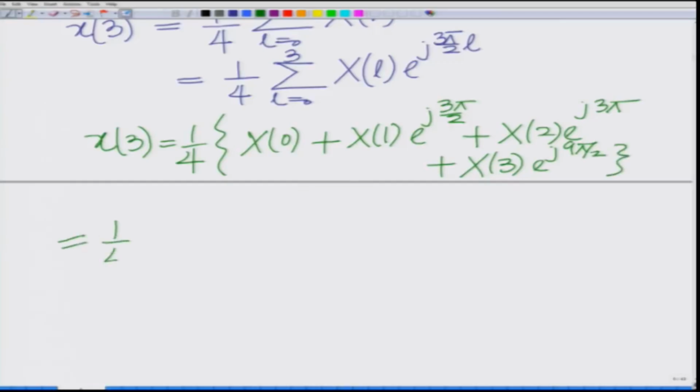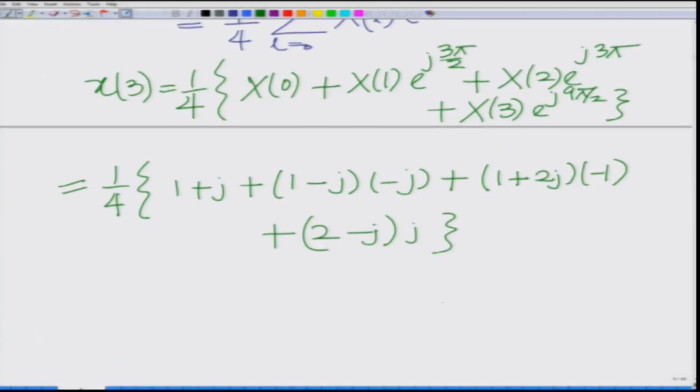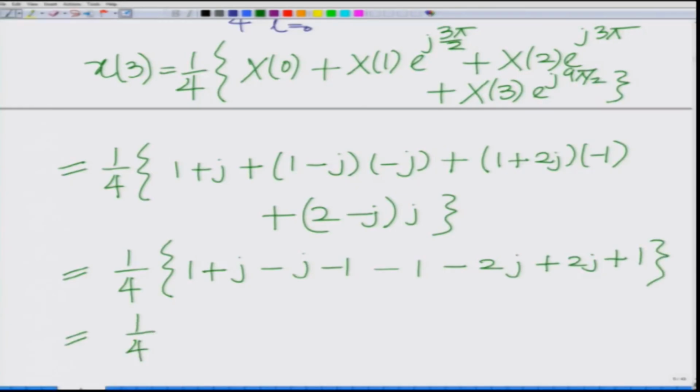this is equal to 1/4 (x0 is 1 plus j, plus (1 minus j) times minus j, that is e^(j 3pi/2), plus (1 plus 2j) into minus 1, plus (2 minus j) into e^(j 9pi/2), that is j). When you simplify this, you have 1/4 (1 plus j minus j minus 1 minus 1 minus 2j plus 2j plus 1). What do you have over here? In fact, you have 1/4 times 0 plus 0. You can see this is j minus j, 1 minus 1, minus 1 plus 1, 2j minus 2j. So, this goes.